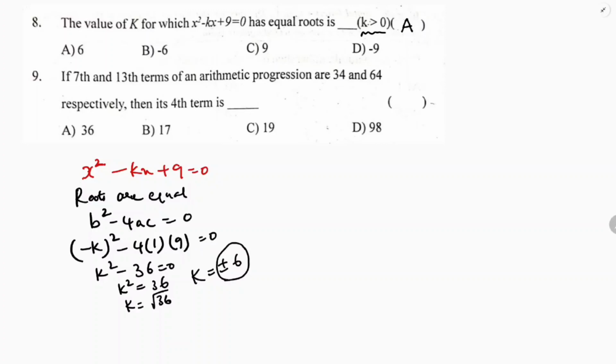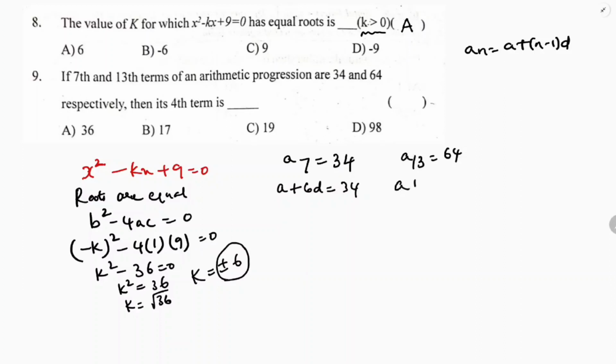Correct option is A. Now next one. The 7th term and 13th term of an arithmetic progression are given. The 7th term is 34, and the 13th term is 64. The nth term formula is a plus n minus 1 into d. So a plus 7 minus 1 into d, that is a plus 6d. And a plus 13 minus 1, which is 12d.